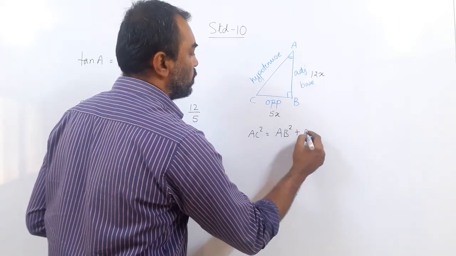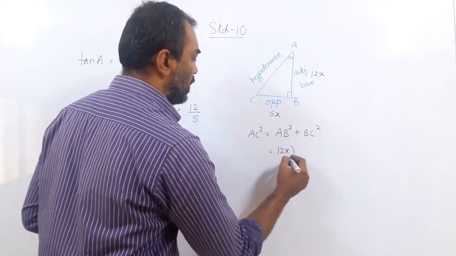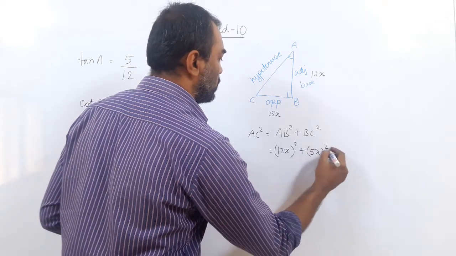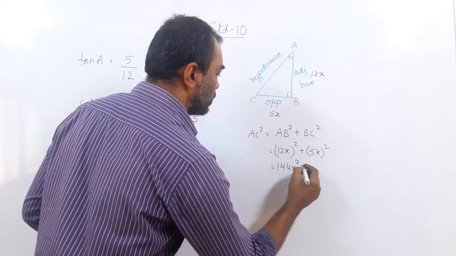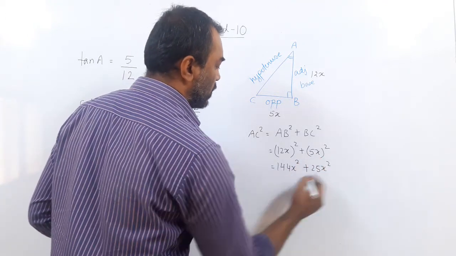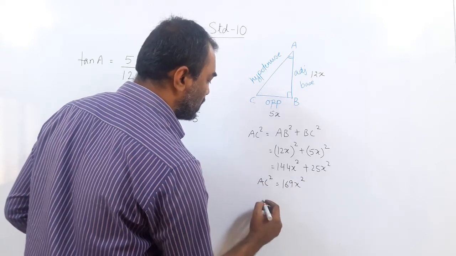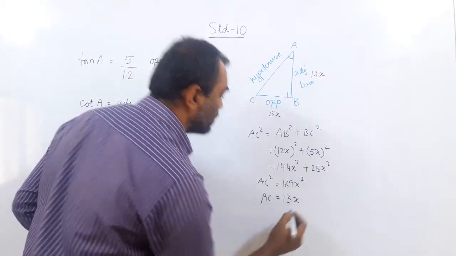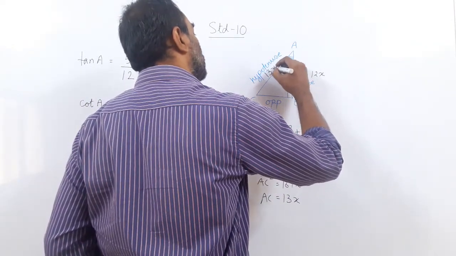It is AB square plus BC square. So AB is 12x, so 12x square, and the opposite is 5x, so 5x square. What is 12 square x square? 144x square. 12 into 12 is 144. And 5 square is 25x square. This gives us 169x square. So AC square is 169x square. So what is AC equal to? The square root, and that is 13x, because 13 square is 169. So now we have the hypotenuse as 13x.